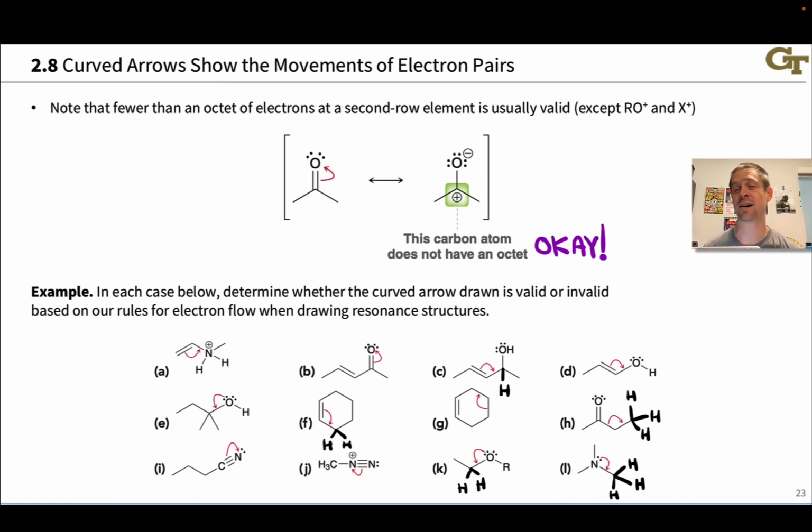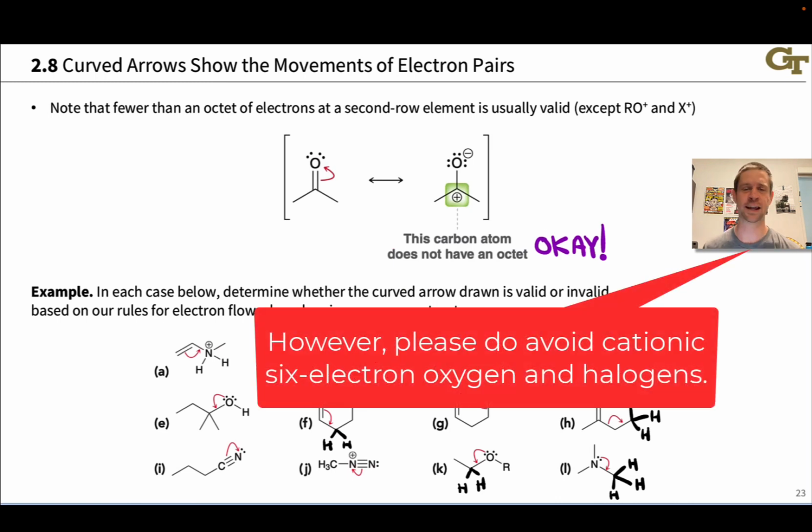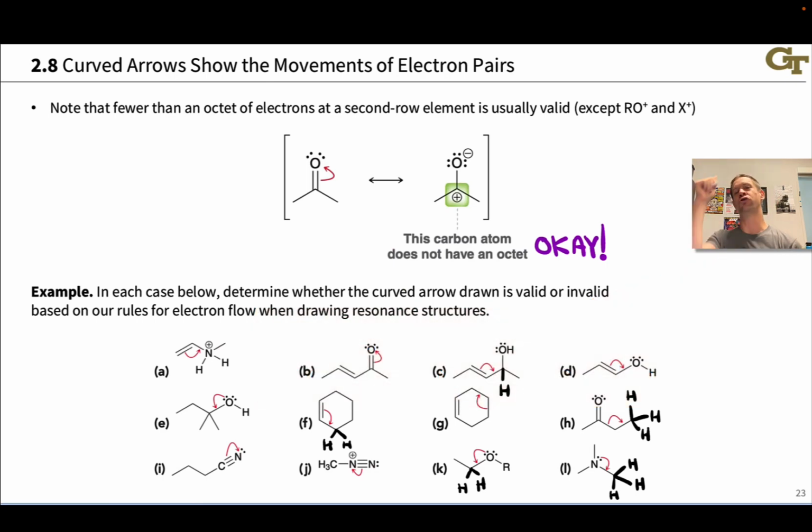But fewer than an octet of electrons is actually completely okay, and we'll see this on numerous occasions throughout organic chemistry 1 and 2, that we can take, for example, a pi bond and simply push the pi electrons up to one or the other of the atoms involved in the pi bond, and this generates a resonance structure that's completely fine. And we show this with the curved arrow formalism by starting electron flow at the pi bond and sending those pi electrons to one of the atoms in the pi bond.